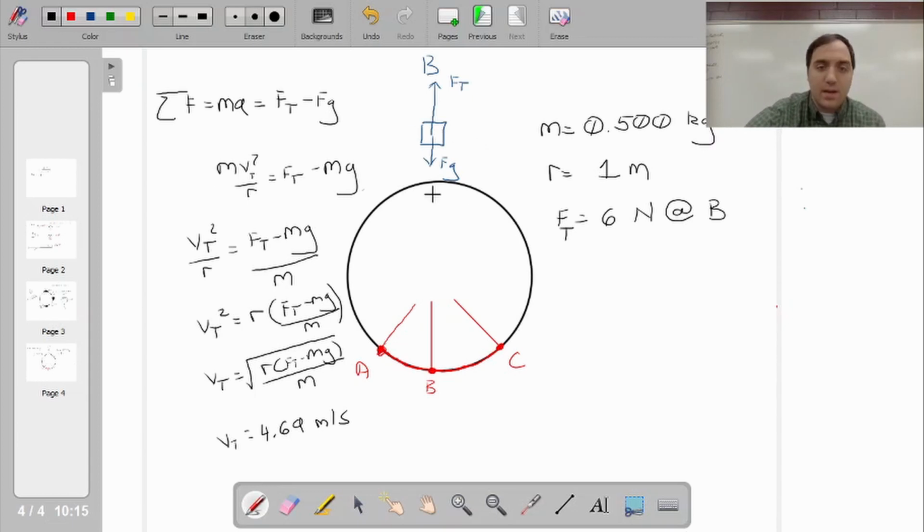Draw your free body diagram, figure out where your centripetal acceleration is, and set up the equation such that your sum of all forces equals ma, and then your a will be your centripetal acceleration, which is your tangential velocity squared over r. From there, it's just like solving any other force problem. Let's set up one more, and you'll be able to try it on your own.